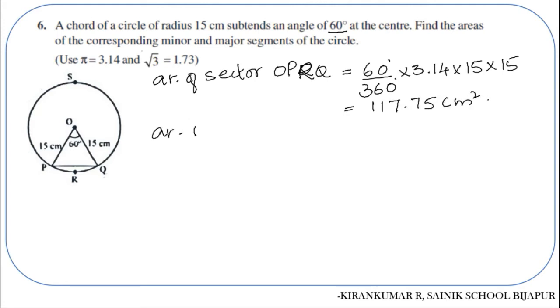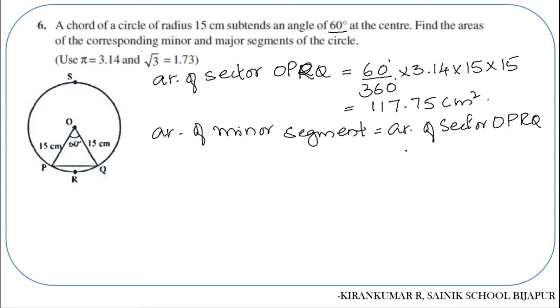So the area of minor segment will be equal to area of sector OPRQ minus area of triangle OPQ. Again, as we have discussed in the previous question, when the angle formed here is 60 degree and these are the sides of isosceles triangle, these two angles are equal. When we find the angles, we get 60 degree each, hence it is equilateral.